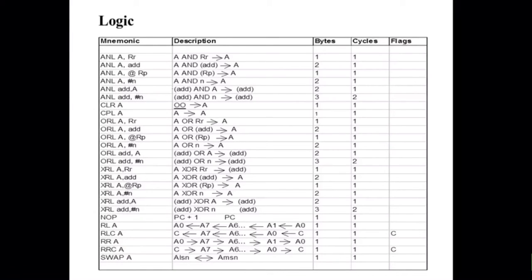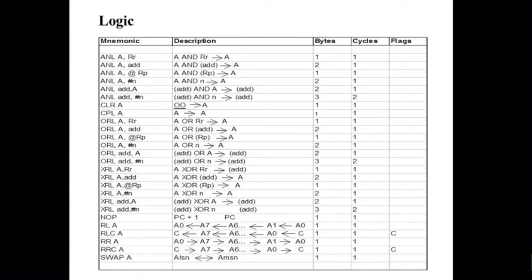Then what about RL A? RL A means rotate left accumulator. In this case, the 8 bits present in the accumulator are each shifted to the left once, so D7 becomes the D0 of your given number. In the rotate left operation, the most significant bit position moves to the least significant position, and each bit shifts once to the left side. That is your rotate left operation.